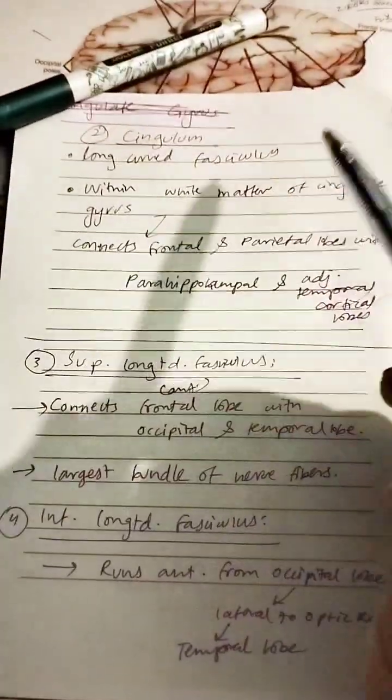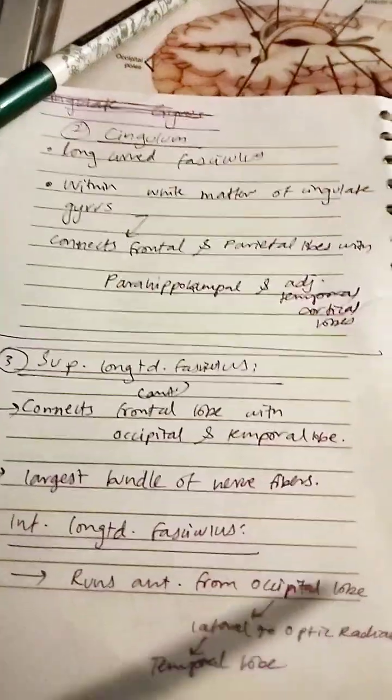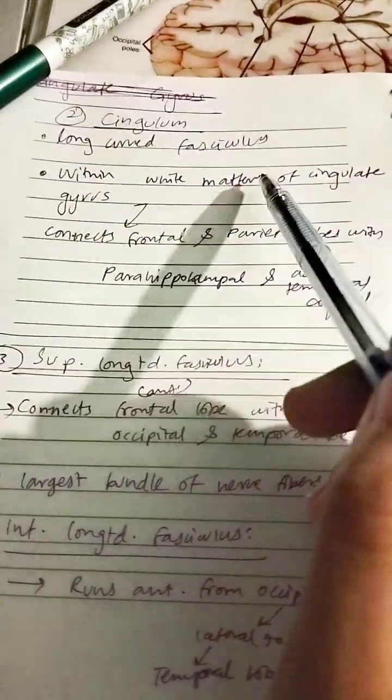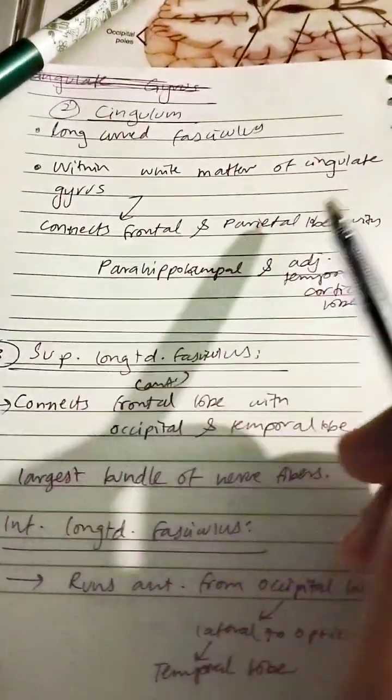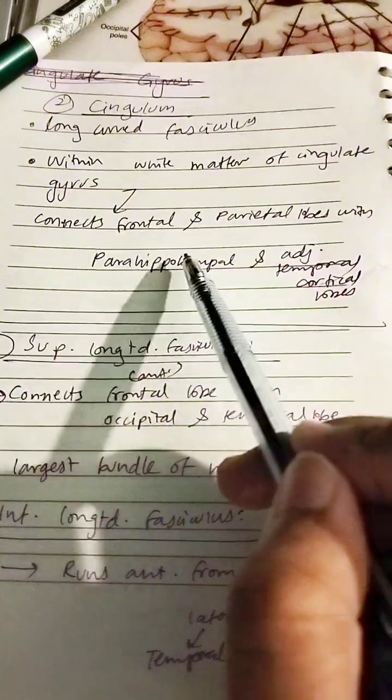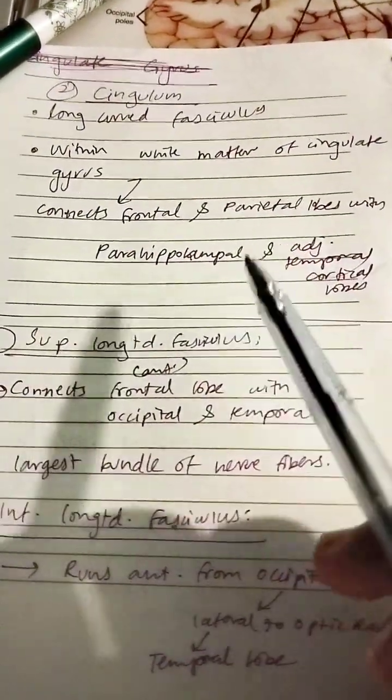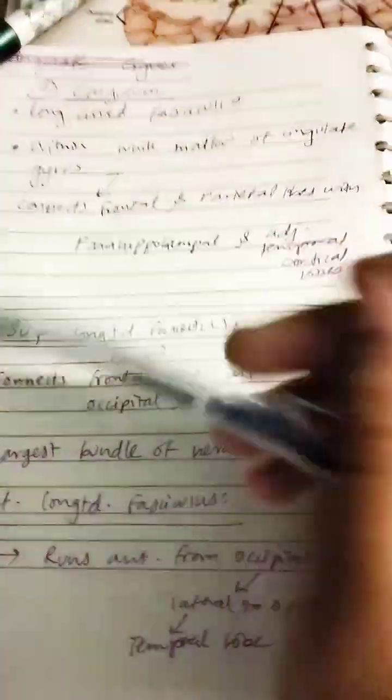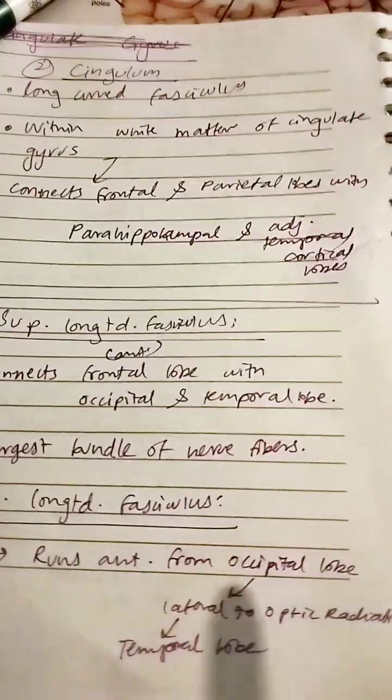The next type is that of the cingulum. It is around the corpus callosum. The cingulum is a long curved fasciculus. It is present within the white matter of the cingulate gyrus, and it connects the frontal and the parietal lobes with the parahippocampal and the adjacent temporal cortical lobes. So please remember this with a mnemonic of FP, PT.